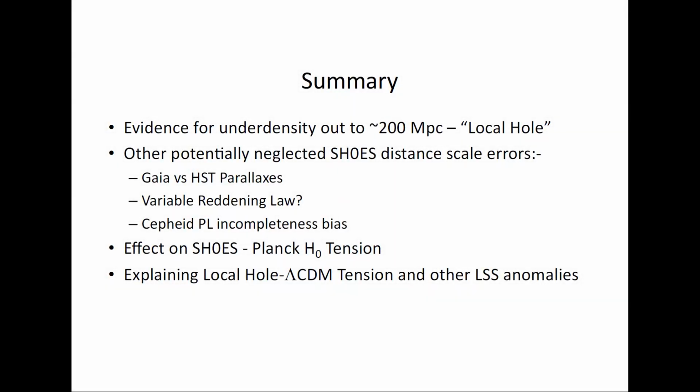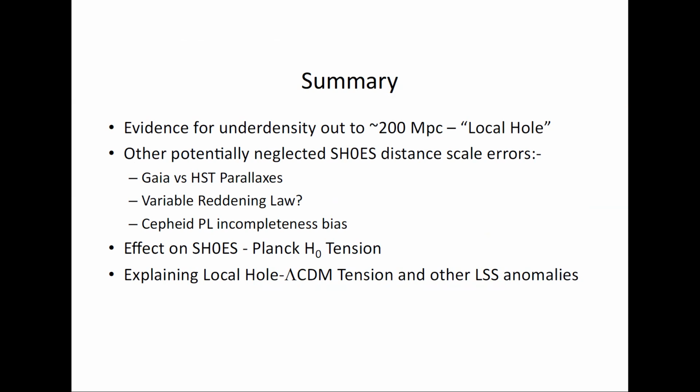So what I'm going to do is discuss the evidence that we have for an underdensity in the local neighborhood out to 200 megaparsec, which ultimately may affect the SH0ES, the Adam Riess distance scale estimate of H0 by something like 2 or 3%. And then I'm going to look at other potentially neglected errors in the supernova cosmology for H0 and the equation of state, that group, Adam Riess's group.